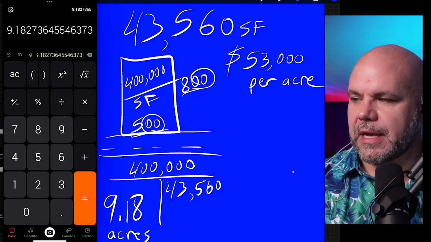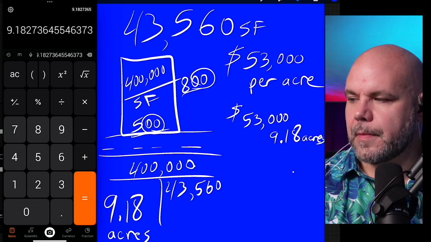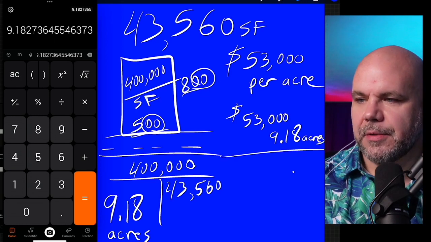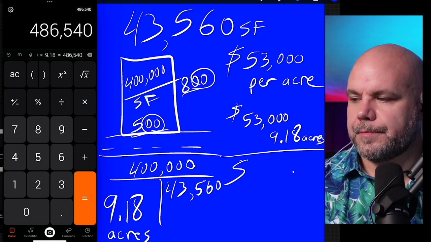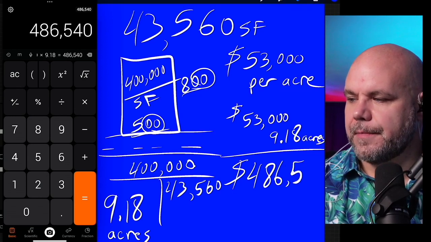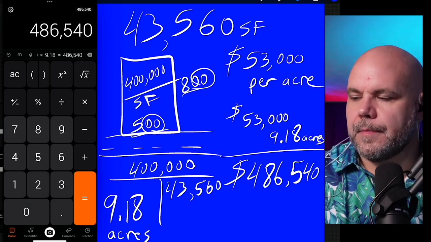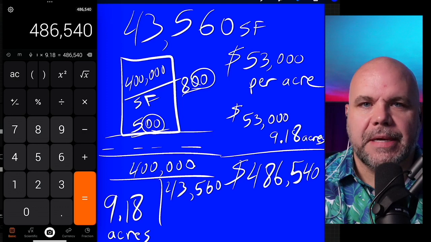Well, it's 53,000 per acre times 9.18 acres. Just multiply them together. $486,540. That's what we expect it to fetch. That's what we think it might sell for.